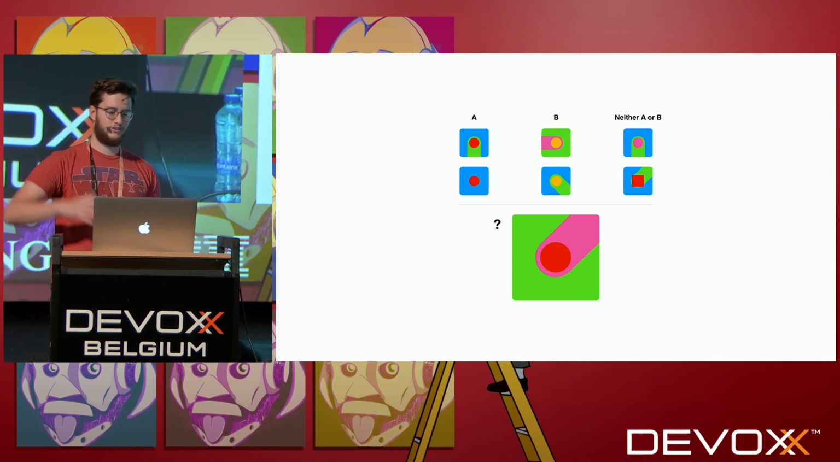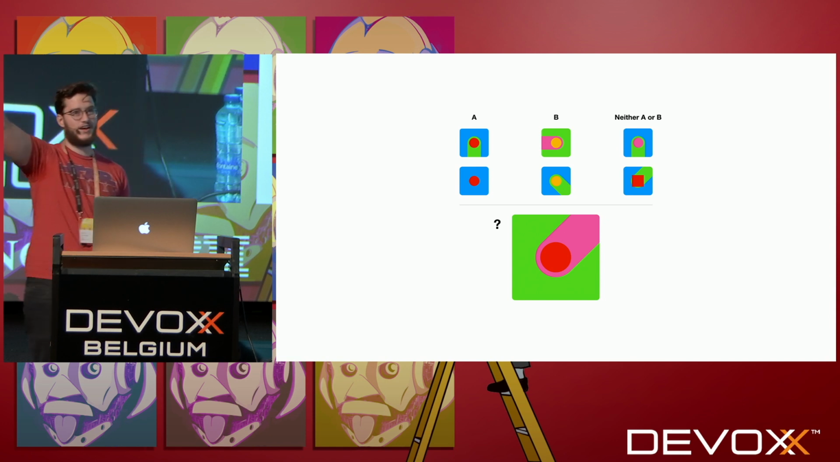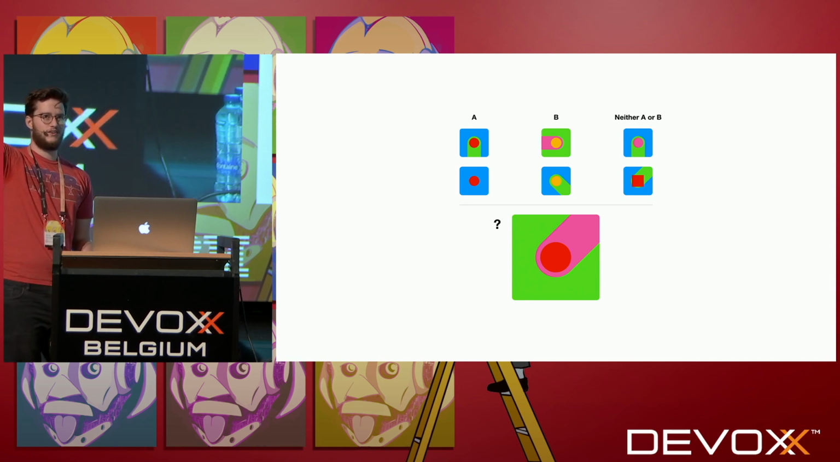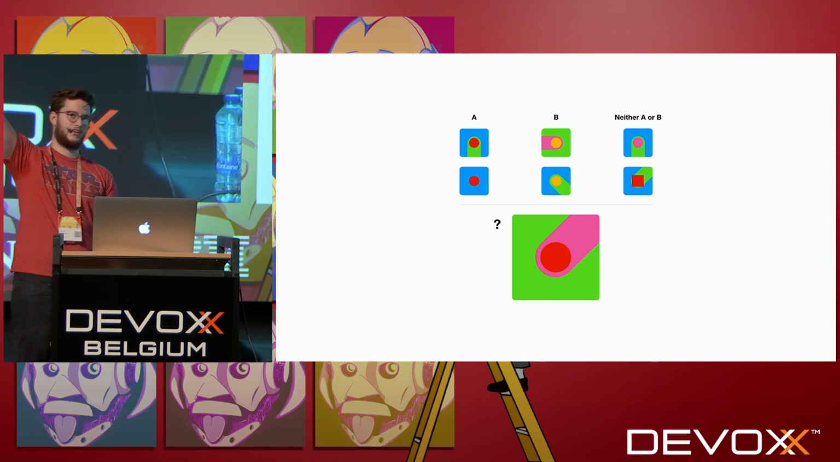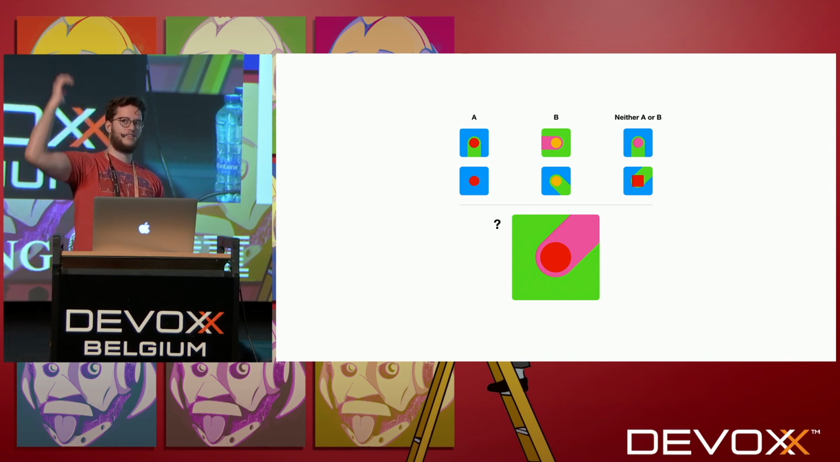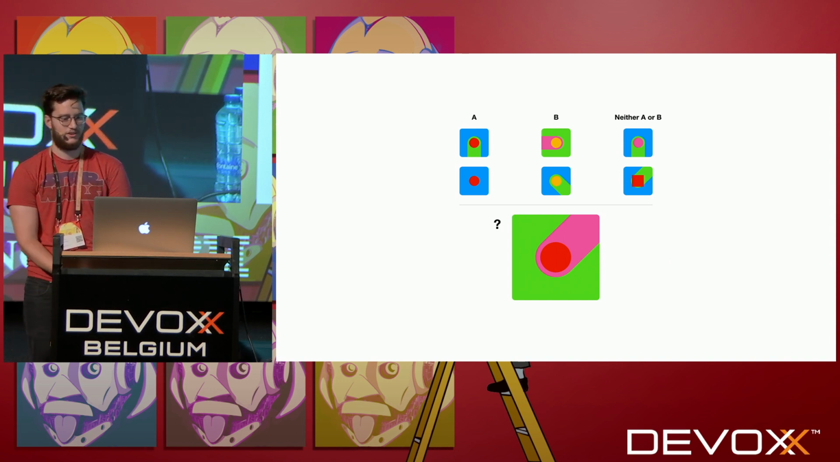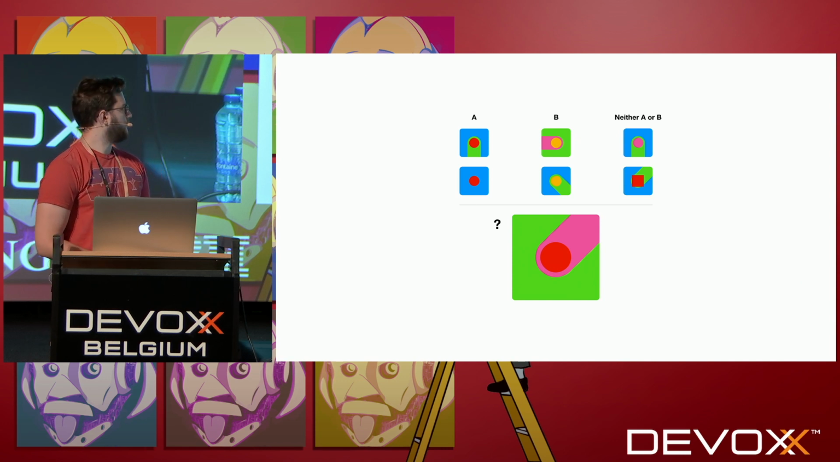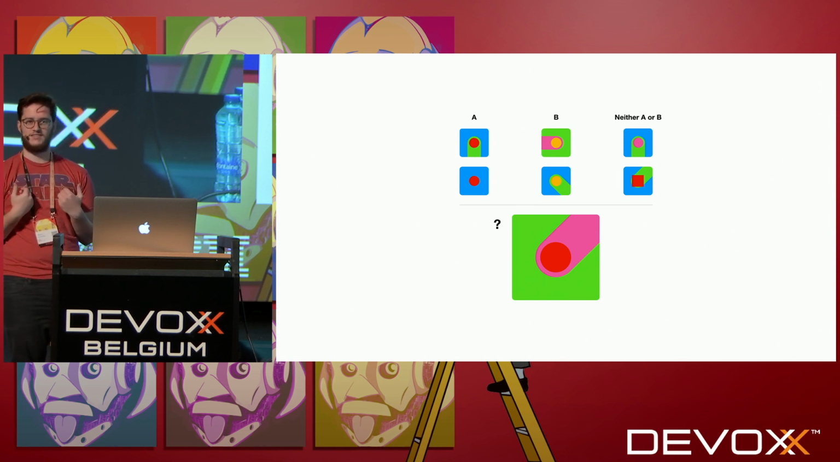Let's raise your hand if you think it's A. Okay. Who thinks it's B? All right, I think we're pretty evenly split. So this was A. Why is it A? Because I said so.